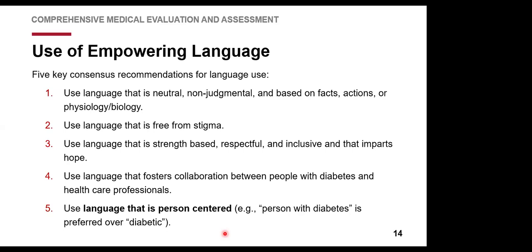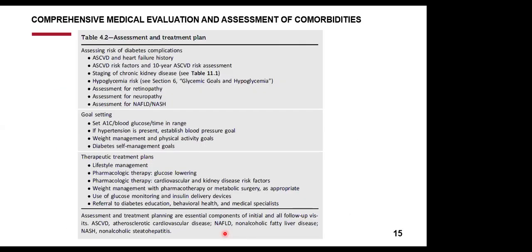So in terms of evaluation, like we've already talked about, you need to assess the risk of complications. For example, if the patient has atherosclerotic vascular disease or heart failure history, you do a 10-year ASCVD risk assessment, and then you do staging for chronic kidney disease if they have it.